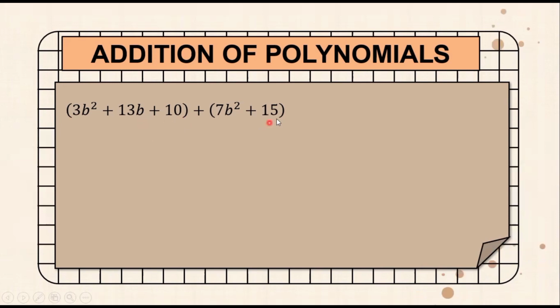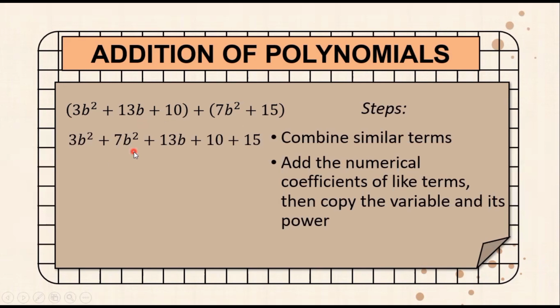May constant ba dyan sa second expression? Meron. It's positive 15. So 10 plus 15. That's why it will give you now the solution 3b squared plus 7b squared plus 13b plus 10 plus 15. Evaluating, it will give you now 3 plus 7, 10. Then, copy the variable and its power, b squared, plus 13b plus 10 plus 15.